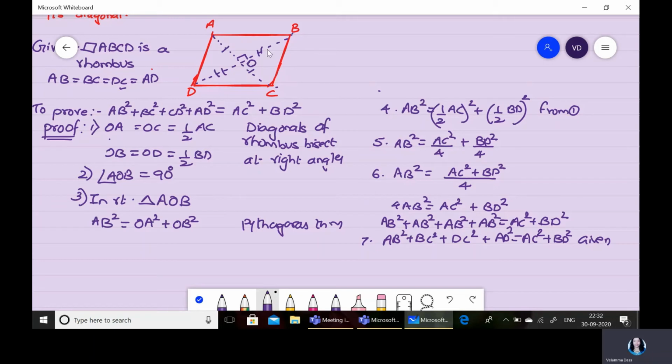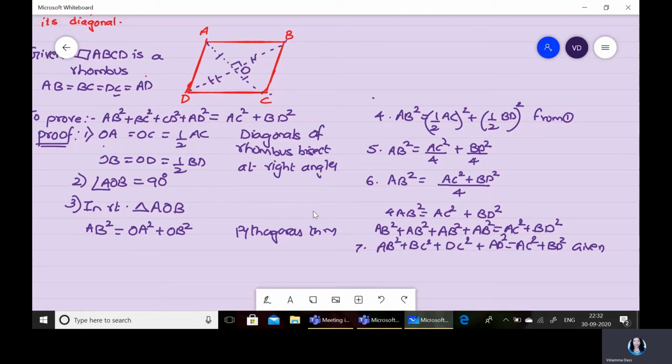Consider right angle triangle AOB, find out what AB square is. Consider right angle triangle BOC, find out what BC square is. So BC square equals OC square plus OB square. If you consider right angle triangle DOC, you will get DC square equals OD square plus OC square. Similarly, if you consider right angle triangle AOD, you will get AD square equals OA square plus OD square. When you add all the 4 equations, you have to apply the diagonal property again, and you get the same thing. This is a shorter proof.